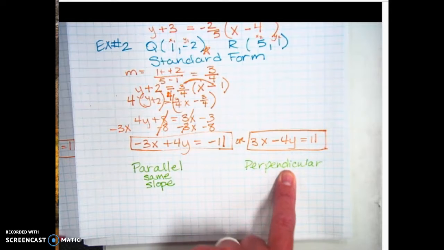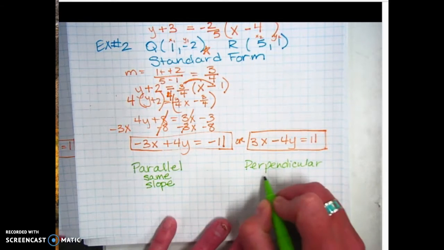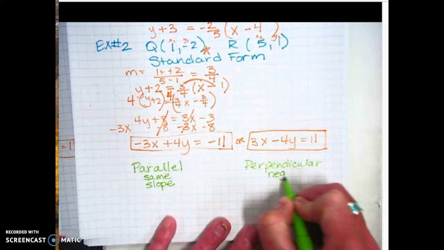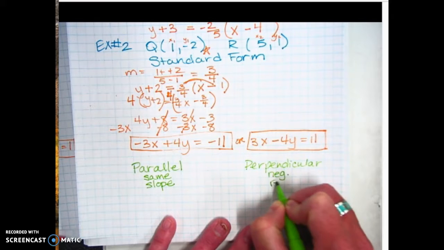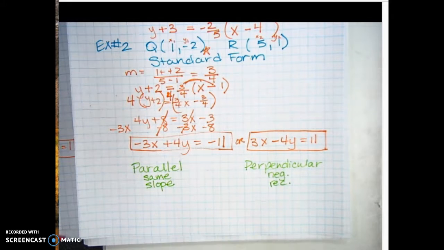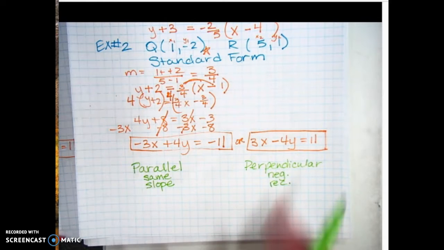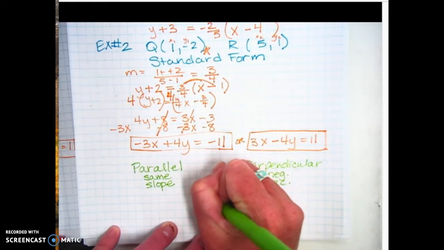What about perpendicular lines? Some people say opposite reciprocal. Some people say negative reciprocal. It means the same thing. So basically one of them is positive, one of them is negative, and then turn it into a fraction and flip it. Or if it's already a fraction, just flip it. Okay? If two lines aren't parallel and they aren't perpendicular, they're what we call neither.